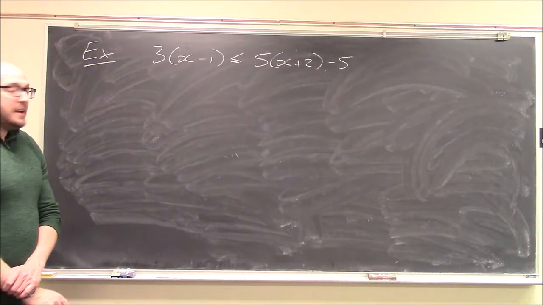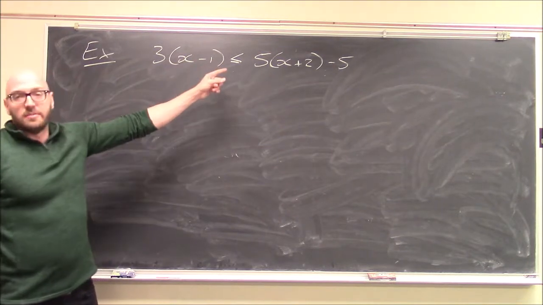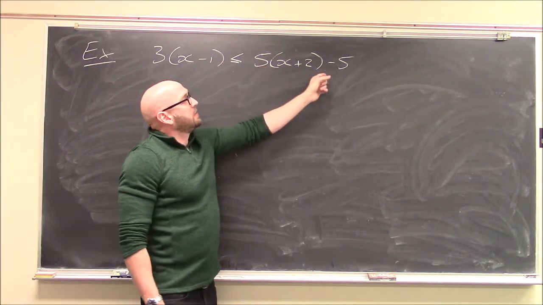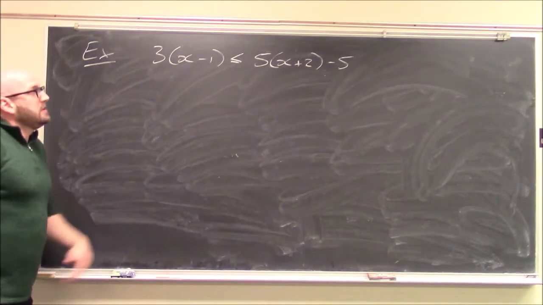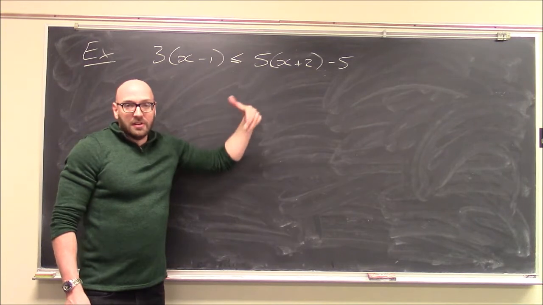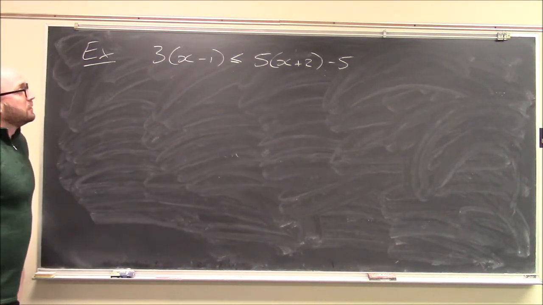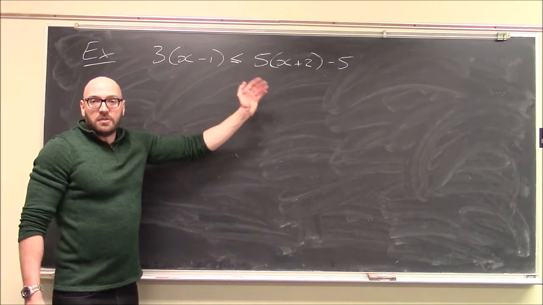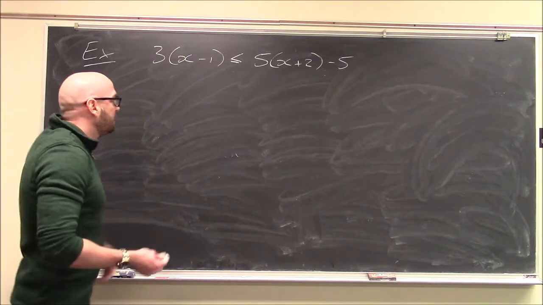Okay, so our next one is not a linear equation, it's a linear inequality, where we've got 3 times x minus 1 is less than or equal to 5 times x plus 2 minus 5. And if I put an equal sign here, you would know how to solve this. It looks exactly like the two examples we've gone through already. The less than or equal sign doesn't change much. You still use the same process, we just have to be careful when we multiply or divide by a negative number.